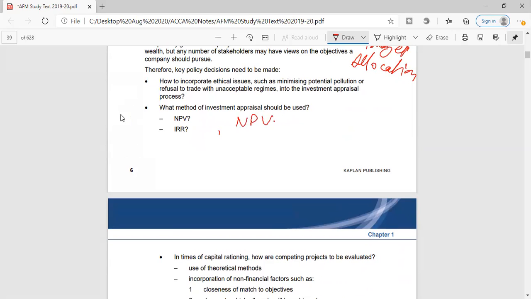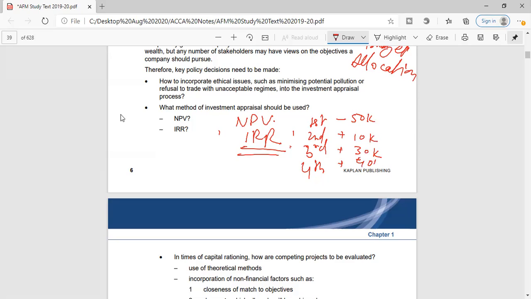So NPV, IRR. What is IRR? Internal rate of return. What does it say? Let me give you a very simple and typical example of IRR. Okay, first year, start with this. Second, third, fourth. First year you invested 50K, but then you started to earn something. Next year 10K, then 30K, and in the fourth year you earn how much? 40K.